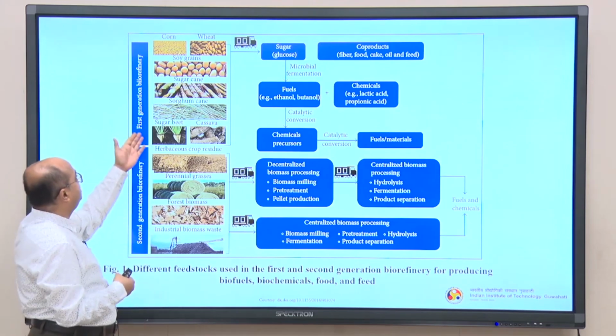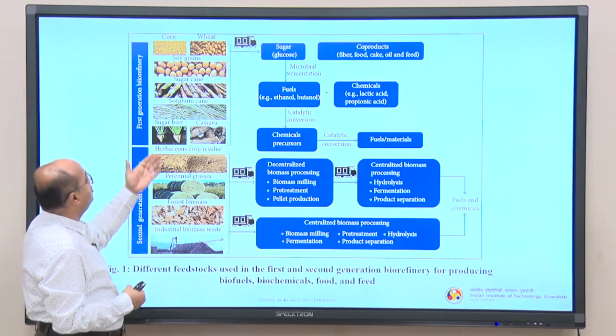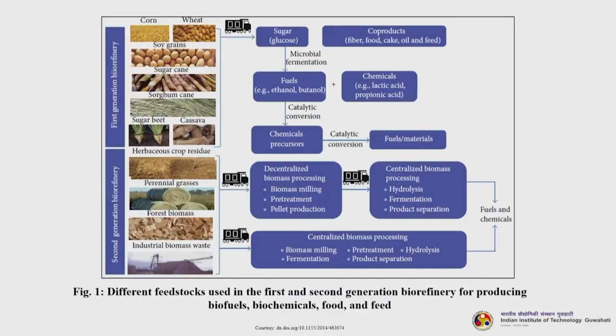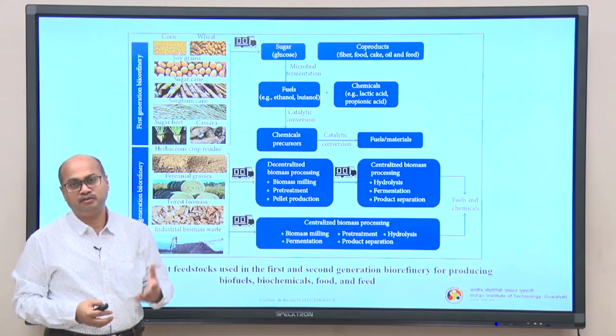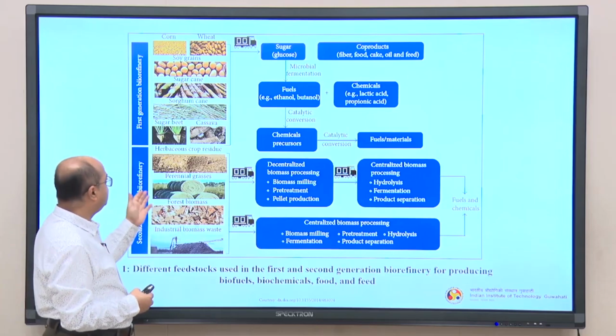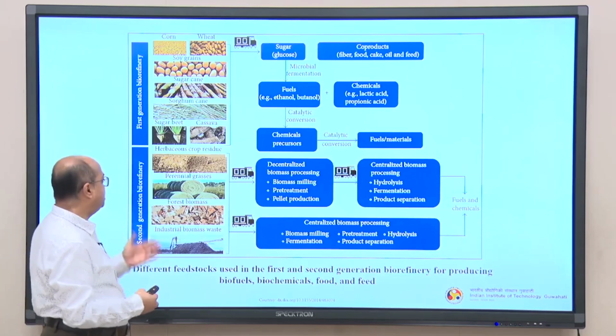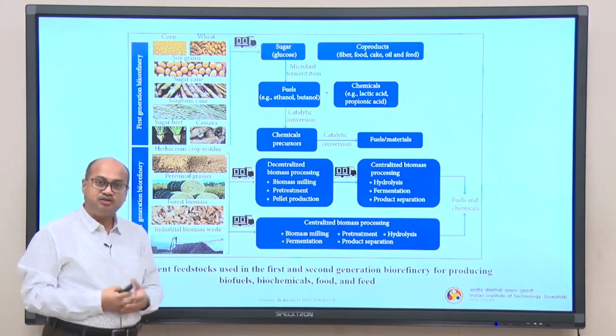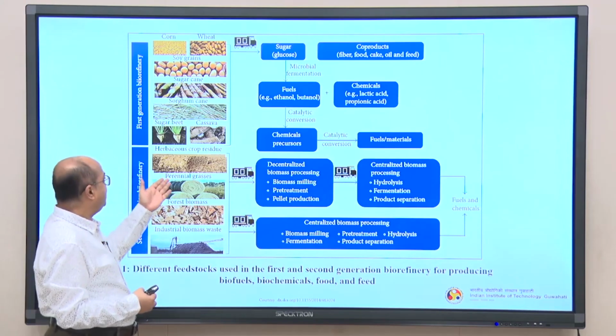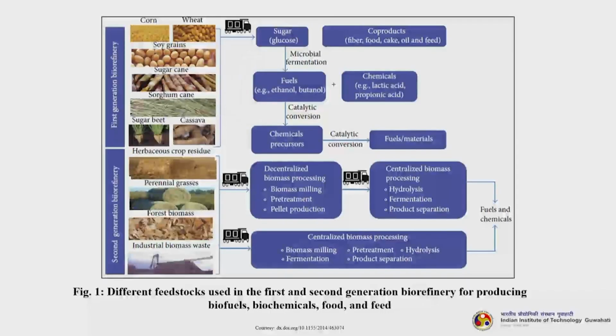So, this is your first generation biorefinery in which corn, wheat, soya grains, then sugarcane, sorghum cane, sugar beet, cassava, all these were being used to produce valuable products. It can be biofuel, some platform chemicals and other value added products from these biomasses. Now, when we look at the second generation biorefinery, the focus is entirely switched to mostly lignocellulosic biomass wastes: perennial grasses, herbaceous crop residue, forest biomass, industrial biomass waste, all these things, even including the municipal solid waste.